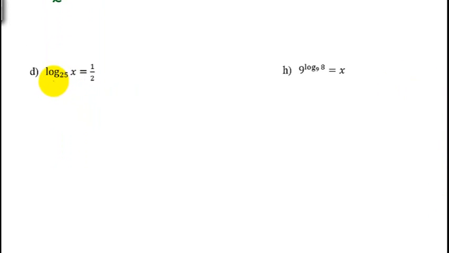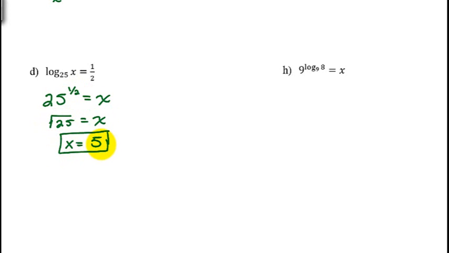In our next example, log base 25 of x is equal to 1/2. Again, rewrite it in exponential form. So that would be 25 raised to the 1/2 equals x. And so the 1/2 power really means that we're doing the square root of 25 equals x. And so that gives us x is equal to 5.